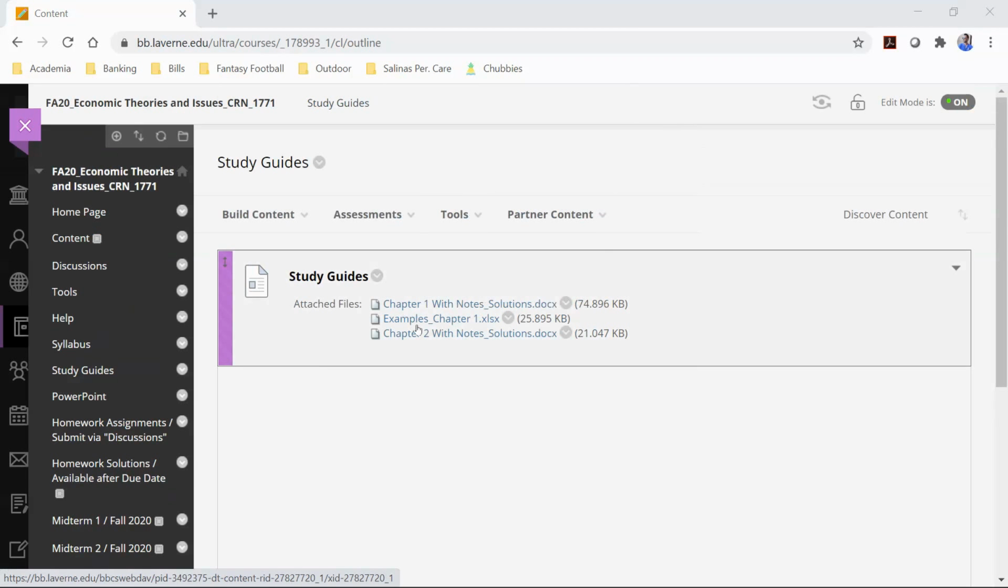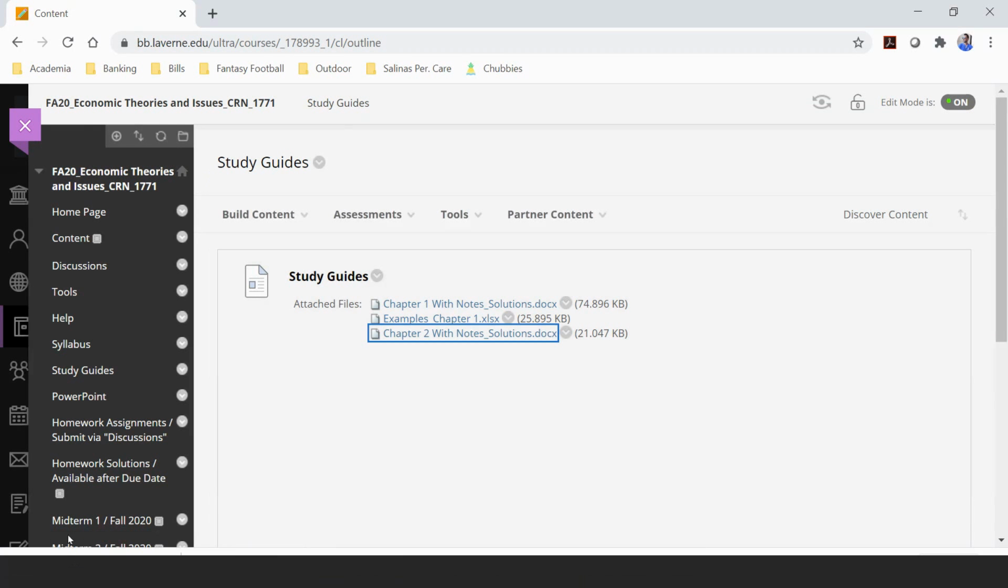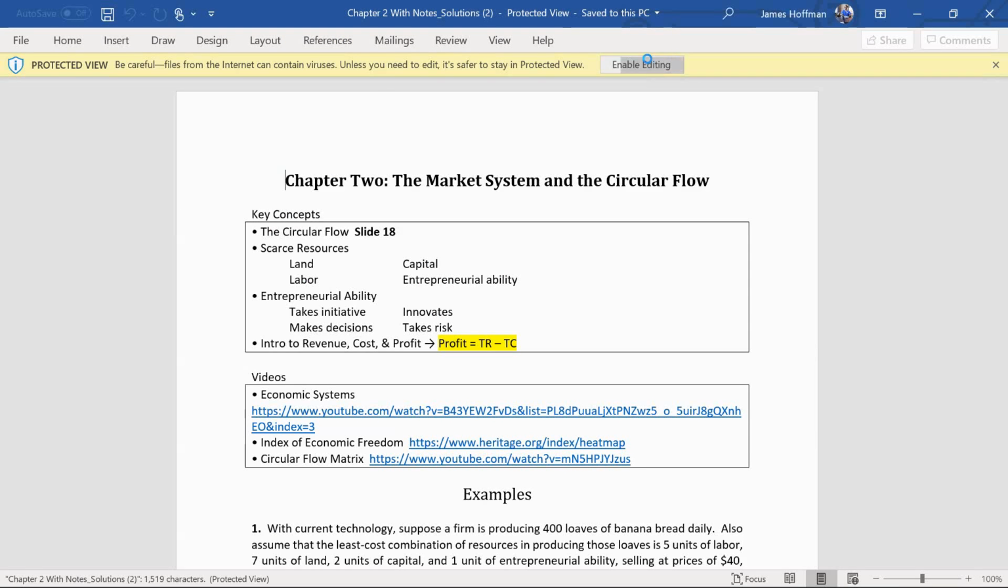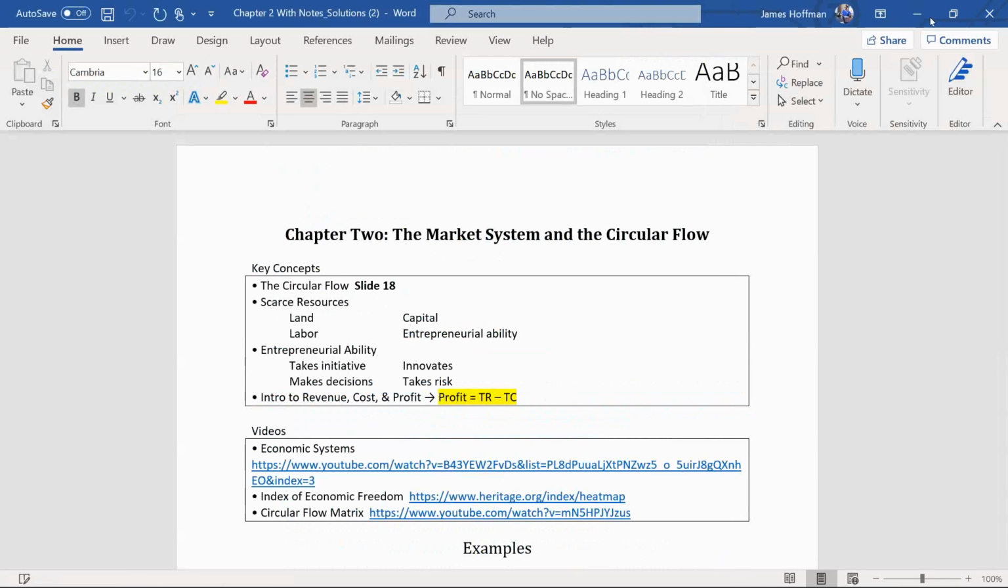Alright, so if you go to Study Guides and open up the chapter 2 study guide, there are just a few things I want to cover in chapter 2, and one key problem. You have one more homework problem for chapter 2. This is chapter 2 on the market system and the circular flow. So I'm going to cover a few things in this chapter.